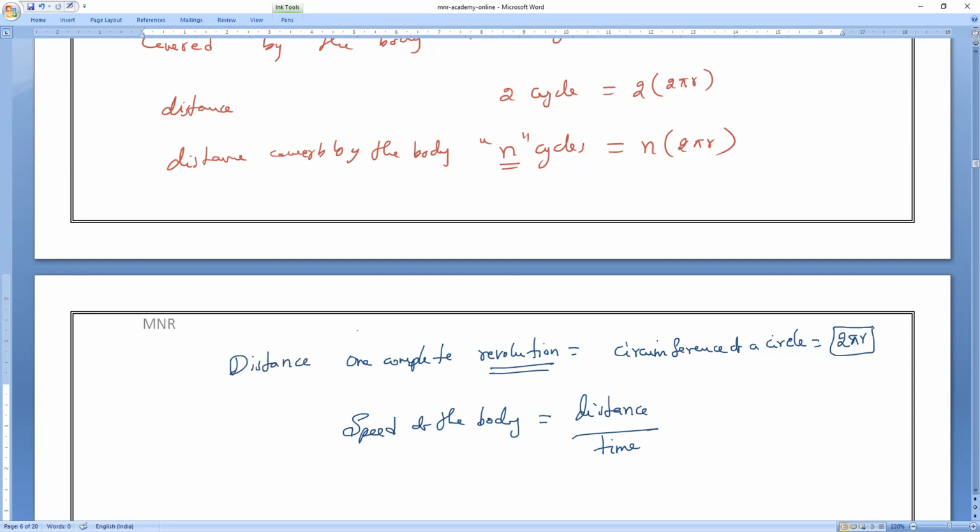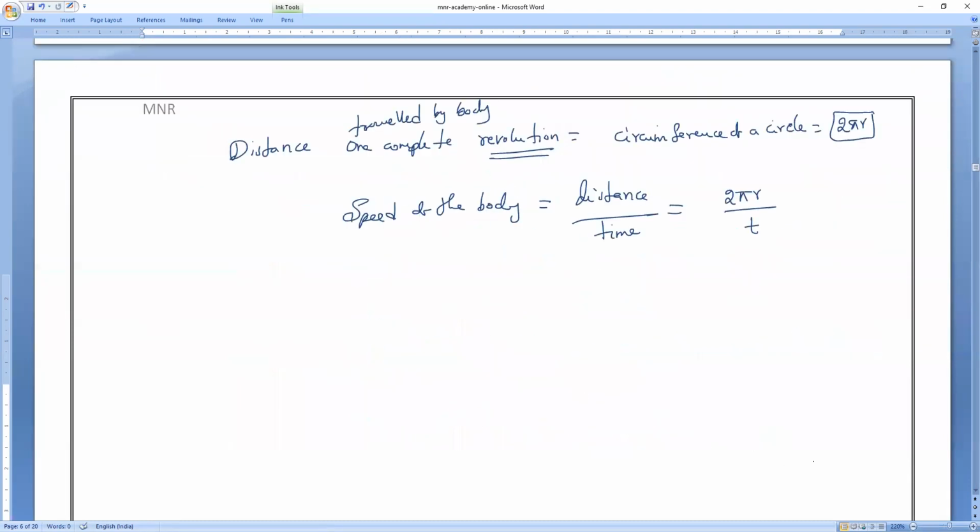Distance traveled by the body in one complete revolution, which is equal to distance, means what? Everybody respond. 2 pi r divided by time. Is it okay, guys? So speed is equal to 2 pi r by time.